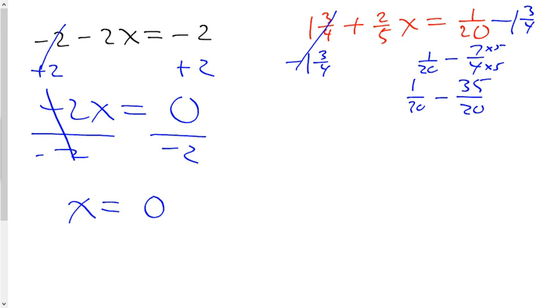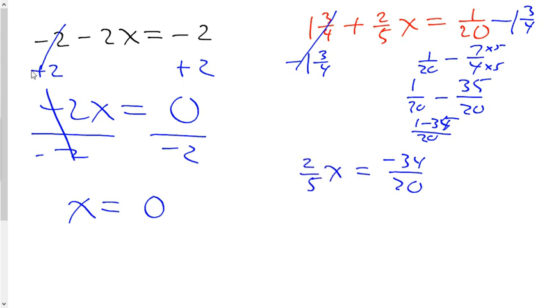Now remember, when we did this in the first of the year in September, you want to, first of all, keep this side here like this. Keep your denominator, subtract your numerators. Your answer is going to be negative 34/20.